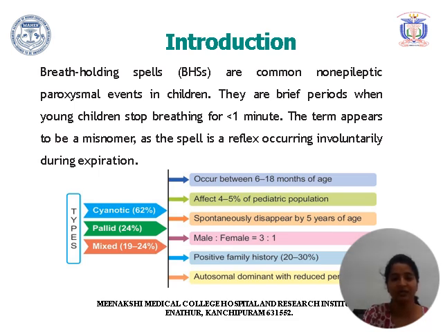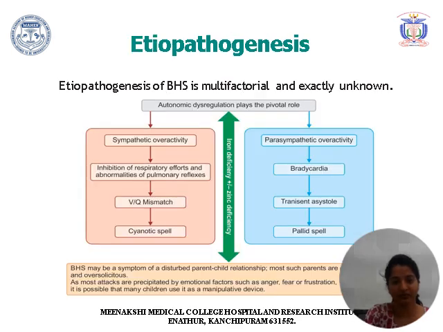Most common is cyanotic. It occurs between the age groups of 6 to 18 months. Affects 4 to 5% of the pediatric population. Spontaneously disappears by 5 years of age. The male to female ratio is 3:1, and it has a positive family history and is autosomal dominant.